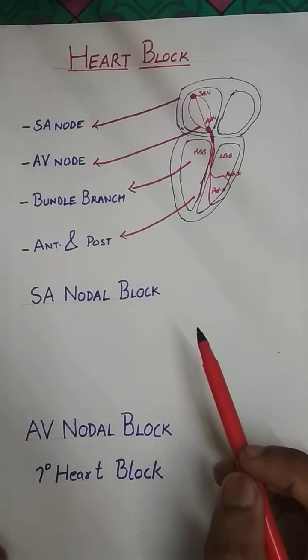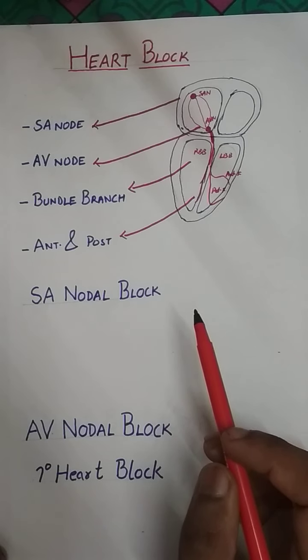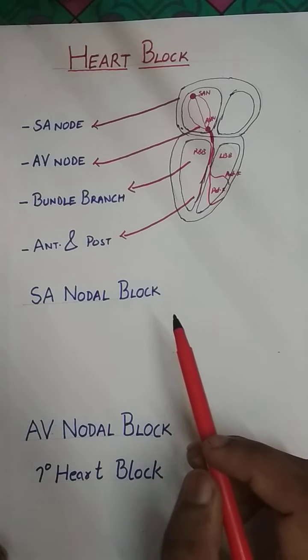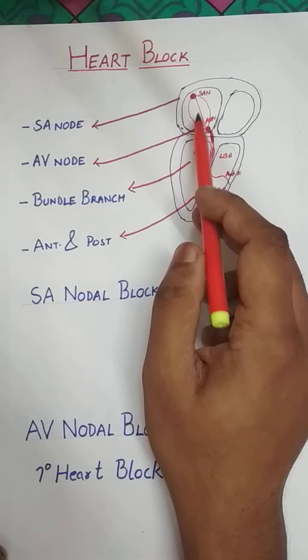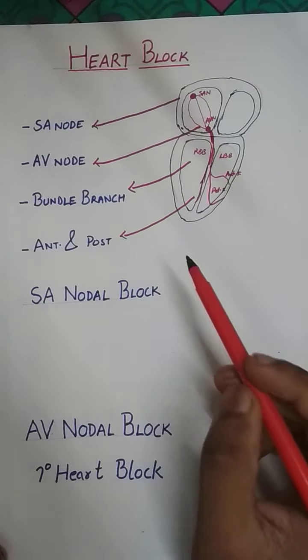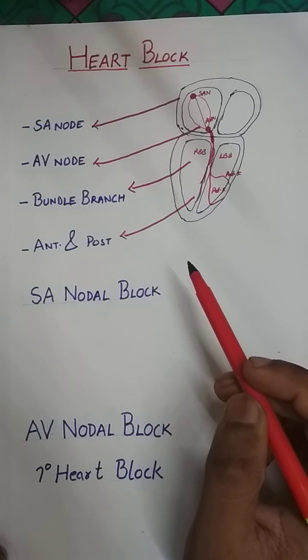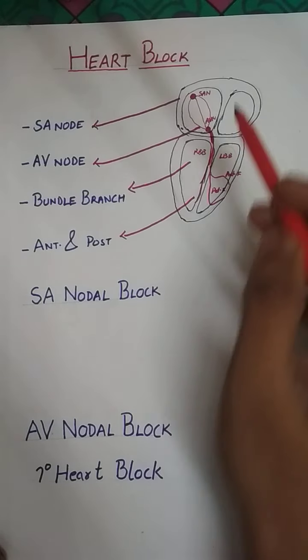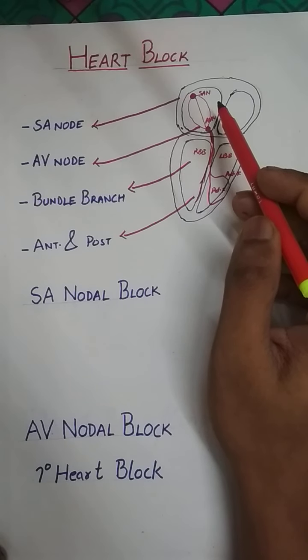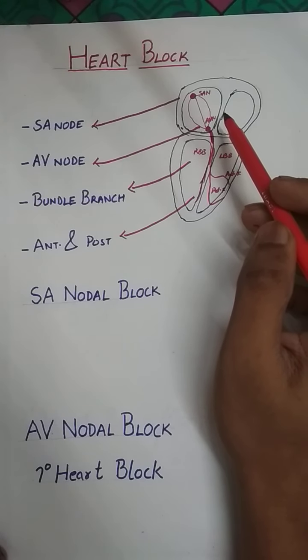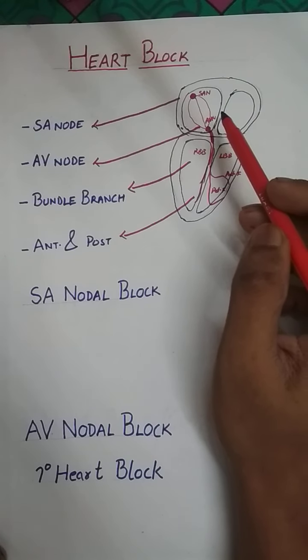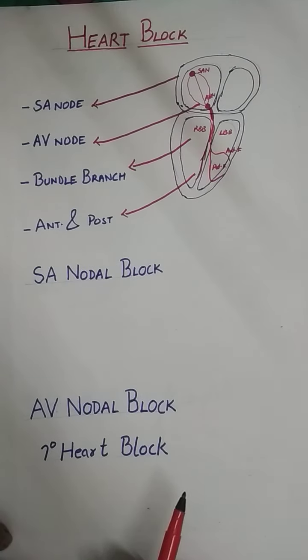So first, SA nodal block. What is SA nodal block? The SA node might produce impulse, but the impulse might not come out. So the SA node is producing impulse, but the impulse is not getting out. This is called SA nodal block.